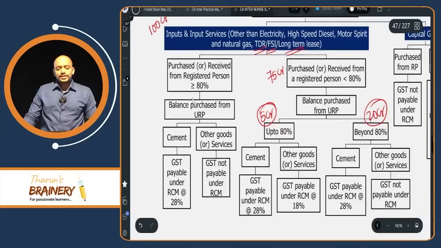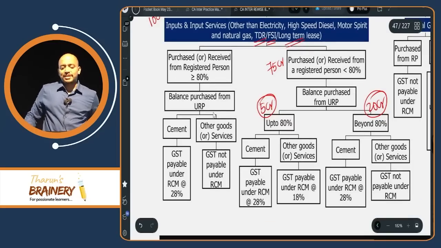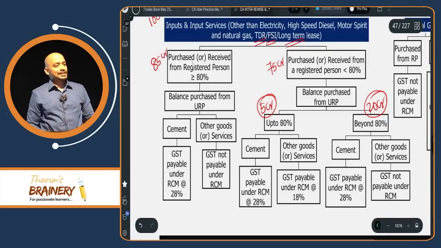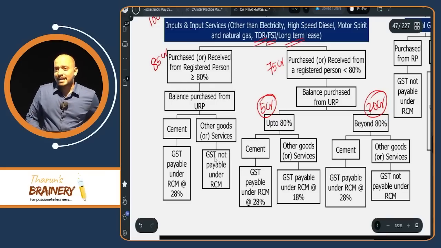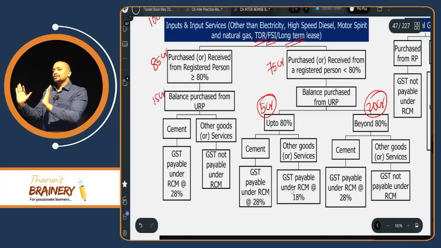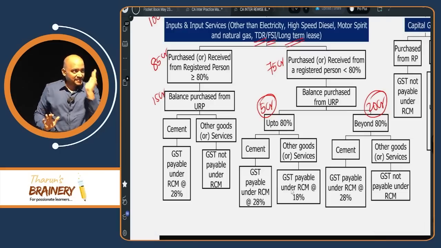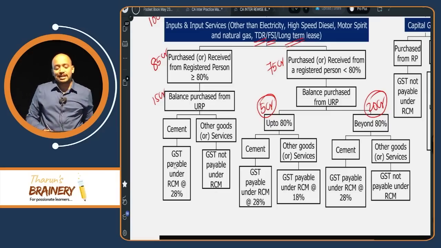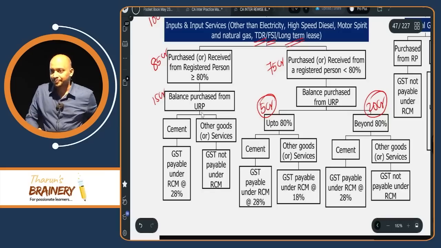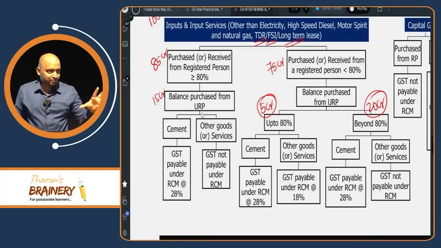Suppose it is purchased from a registered person more than 80%, say 85 crores you purchased from a registered person. Then what is the balance purchased from unregistered person? 15 crores. You achieved 80%? Yes. Now in that 15 crores, check whether there is cement. If cement is there, you need to pay GST under RCM at 28%. If it is other goods or services, GST is not payable under RCM. Okay. This is the provision part.